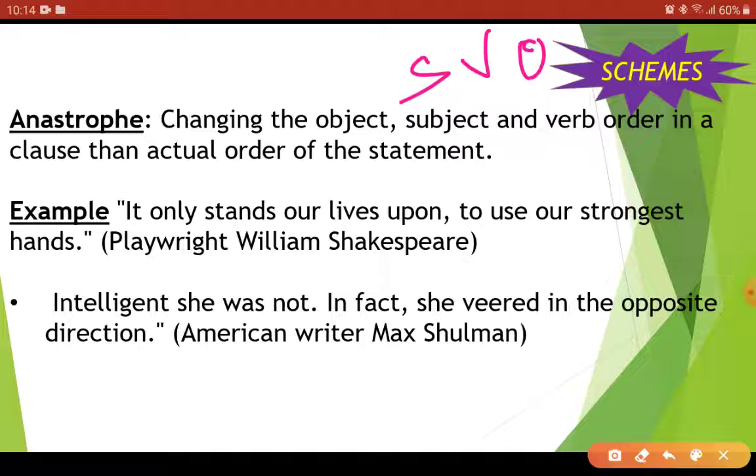Let's understand by example. It only stands, our lives upon, to use our strongest hands. Here, this statement can also be written as our lives stand upon it, or you can say it stands upon our lives. But here you can see how the verb and subject have been interchanged, their positions have been interchanged. In another example, intelligent she was not, we could easily write it as she was not intelligent. As a perfect sentence, we could write it as she was not intelligent, but to make the sentence more stylish, we are using this word intelligent in the beginning of the statement.